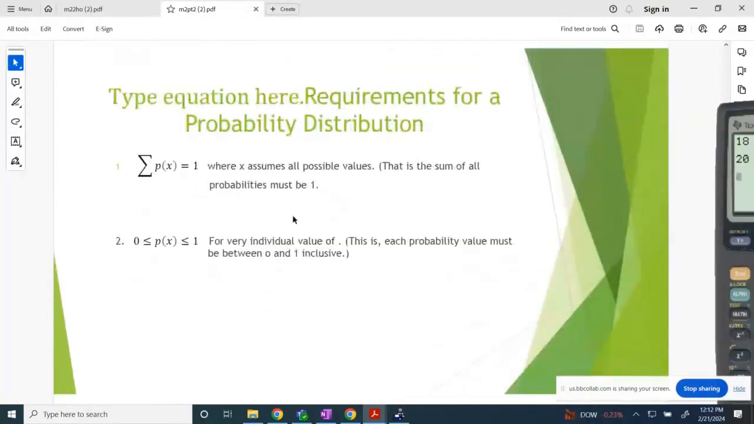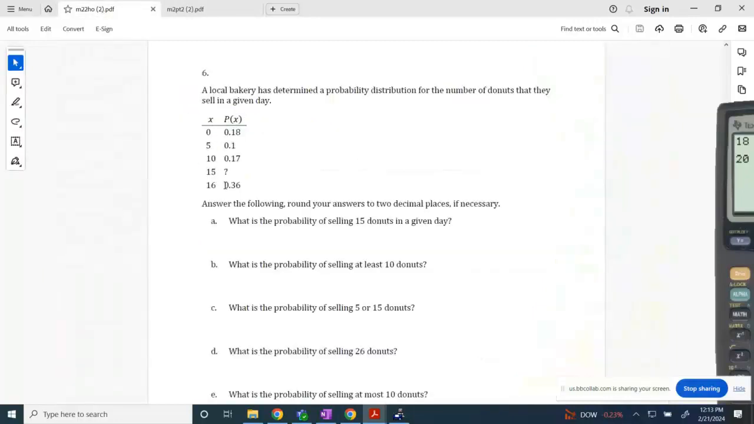Going to the last slide, here are some conditions or requirements for a probability distribution. The first requirement says that, and it's a funny looking E, that is summation, and it means repeated addition. If you add up all of the probabilities in your probability distribution, it must equal 1. Remember, 1 is the same thing as 100%. So if we add up all of these probabilities, they must equal 1.